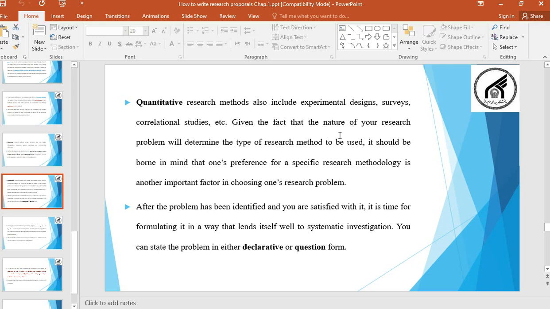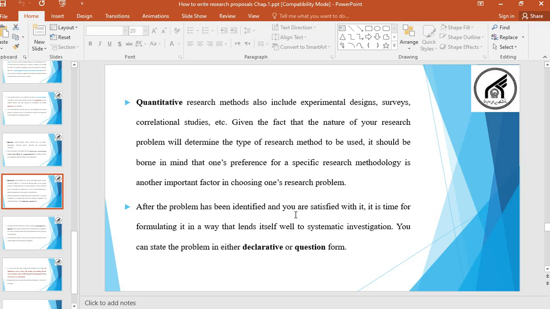Given the fact that the nature of your research problem will determine the type of research method to be used, it should be borne in mind that one's preference for a specific research methodology is another important factor in choosing one's research problem, right? So they are completely interrelated. Your research problem is related to your research methodology, as I said and talked about qualitative and quantitative research designs.